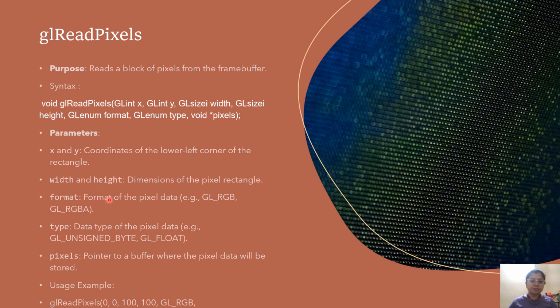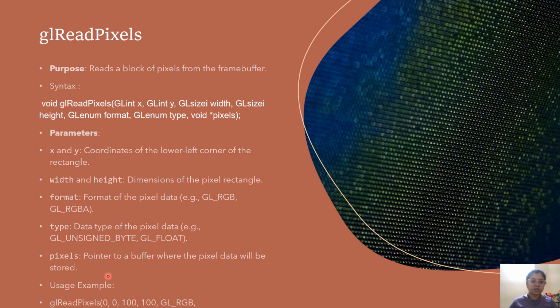Format is given as GL_RGB, where RGB indicates red, green, blue. RGBA indicates red, green, blue, alpha, as we discussed in glDrawPixels. Type is the data type of the pixel, and pixels is the pointer to the buffer where the pixel data will be stored. So this is the example of how we can use glReadPixels.